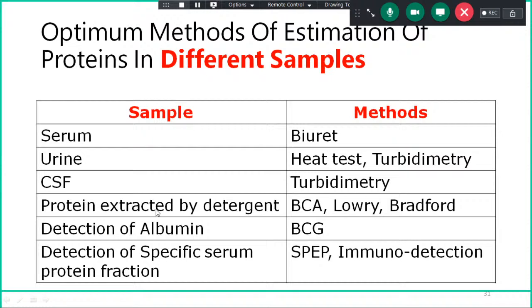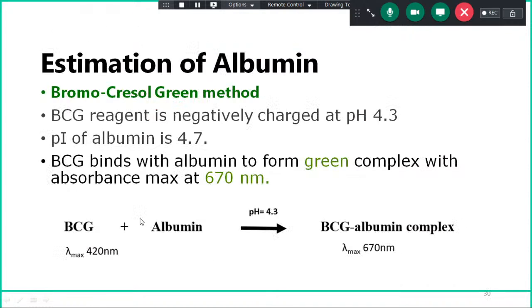For protein extracted by detergent, we use bicinchoninic acid. This is a very sensitive method and will give you the protein concentration down to the microgram level. Then there are the Lowry method and the Bradford assay. Then detection of albumin is done by bromocresol green, so the BCG, that is the bromocresol green method, is used for albumin.